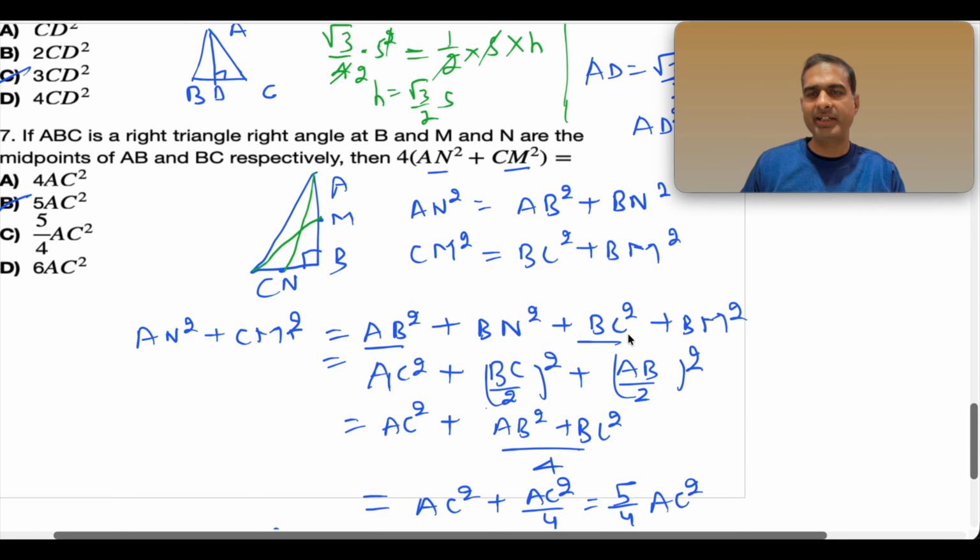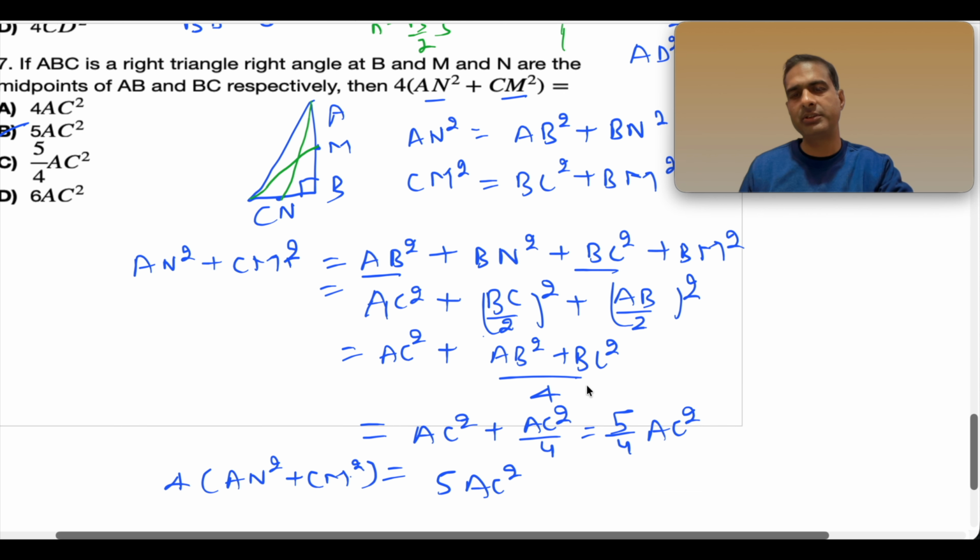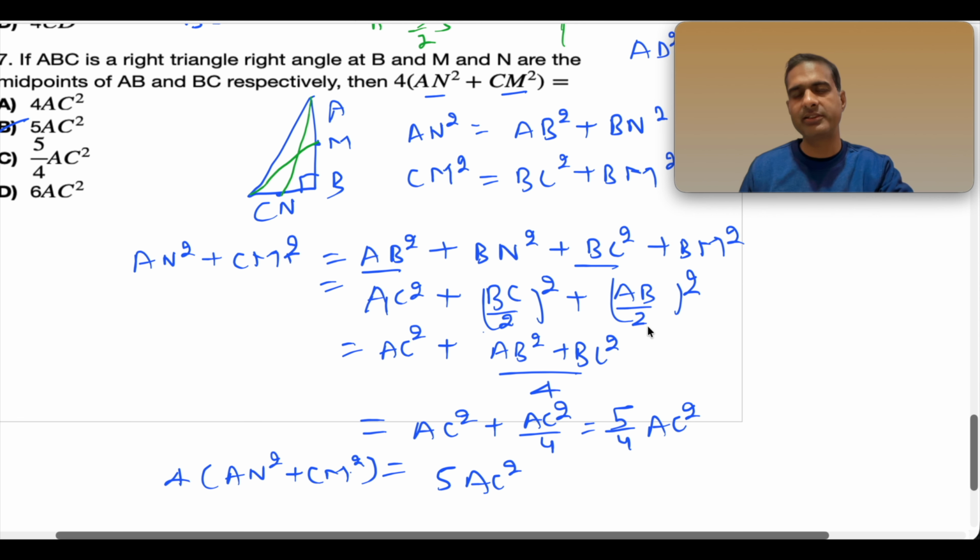Then BN square and BM square were there. N was the midpoint of BC, so BN will be half of BC. So BN is BC by 2 and BN square will be the square of that. Similarly, BM is half of AB, so (AB by 2) whole square. So AC square plus (AB square plus BC square) divided by 4, because both had the same denominator, so we added the numerators.